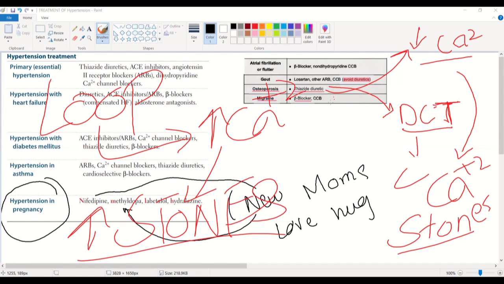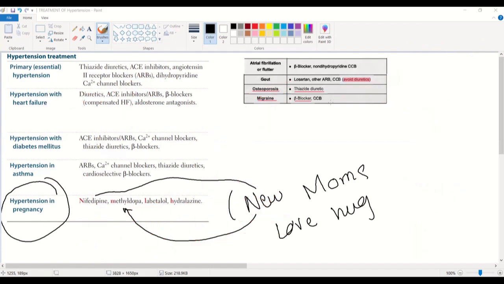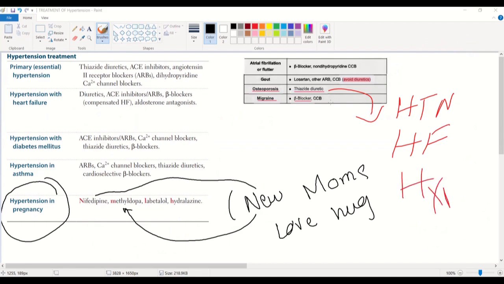Okay, so the thiazide diuretic is used in hypertension, heart failure, right? Yes. It is also used in hypercalciuria, particularly idiopathic hypercalciuria, right? So the thiazide diuretic is used in hypertension, heart failure, hypercalciuria, osteoporosis.